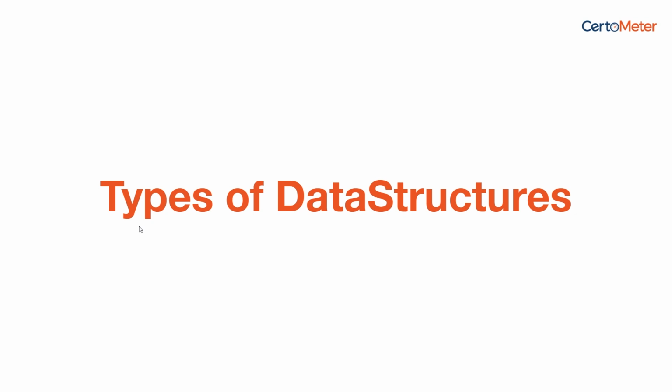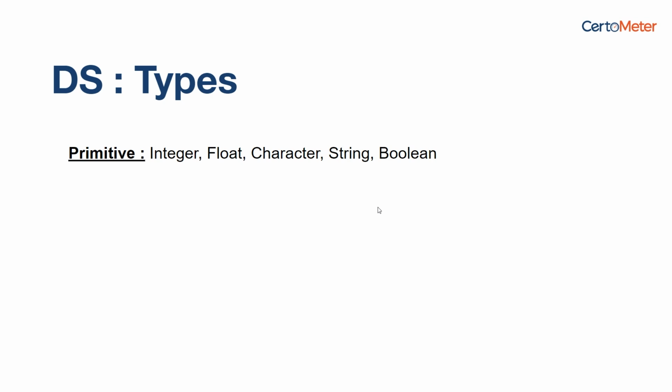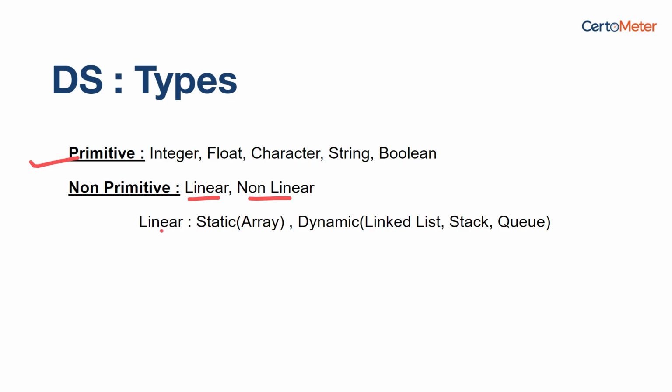In this video, we are going to discuss the types of data structures. So let us look at the types. Generally, we have a primitive data type and then we have a non-primitive data type. And again in non-primitive, we have linear and non-linear. In linear, again we have static and dynamic, and then we have non-linear. So let us look at the difference here.